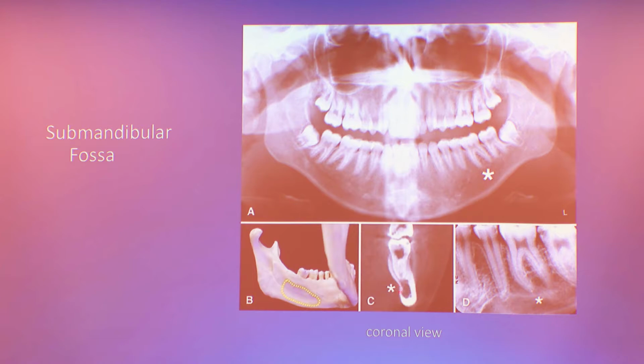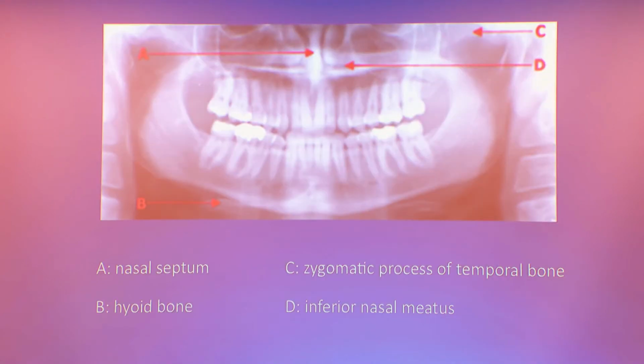Here you can see it on a coronal view, this indentation of the lingual cortex on a PA. It's that fossa that will image as a generalized lucency. Again, nasal septum, hyoid. The zygomatic process of the temporal bone is this line of contrast right here. That's the inferior border of it. That, along with the zygoma, makes up the zygomatic arch.